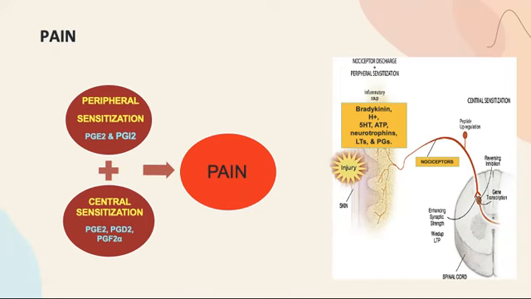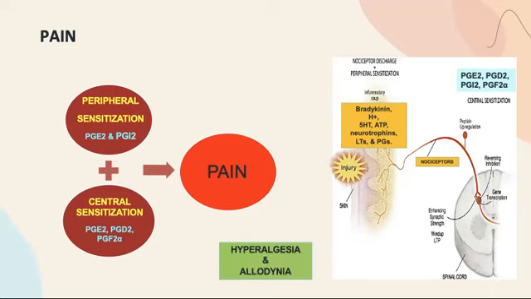Centrally active PGE2 and perhaps also PGD2, PGI2, and PGF2α contribute to central sensitization. An increase in the excitability of the spinal dorsal horn neurons causes hyperalgesia and allodynia, in part by the inhibition of glycinergic pathways. The peripheral sensitization and central sensitization together produce neuropathic pain and inflammatory pain reflected as allodynia and hyperalgesia.